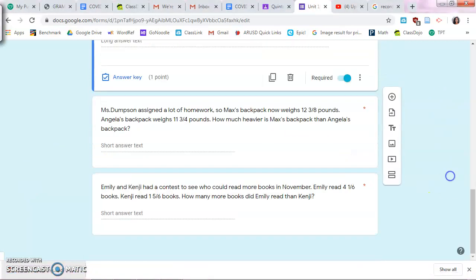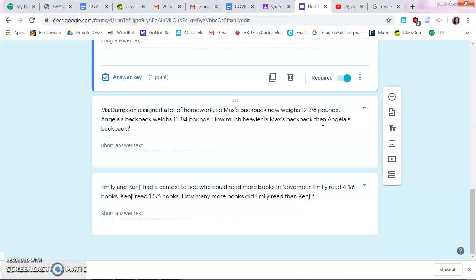Let's see number 2. It says, Miss Dumpson gave a lot of homework, so Max's backpack now weighs 12 and 3/8 pounds. Angela's backpack weighs 11 and 3/4 pounds. How much heavier is Max's backpack than Angela's? Because it says how much heavier, I know I need to subtract the difference between two things, right? The difference between Max's backpack and Angela's.